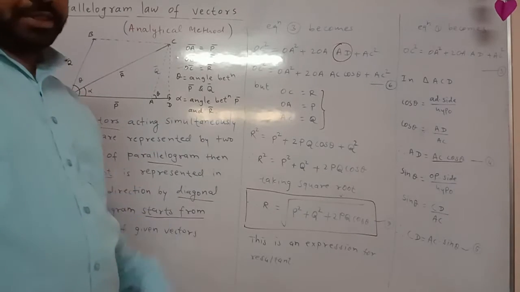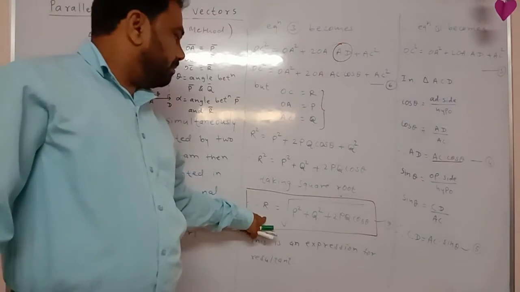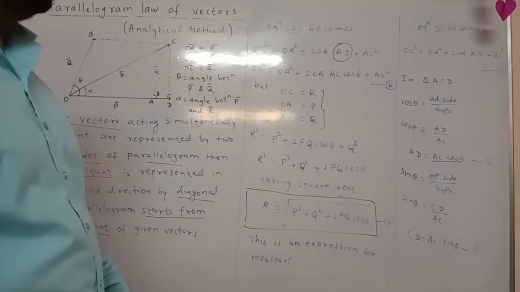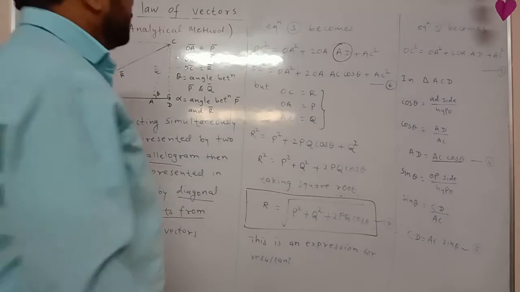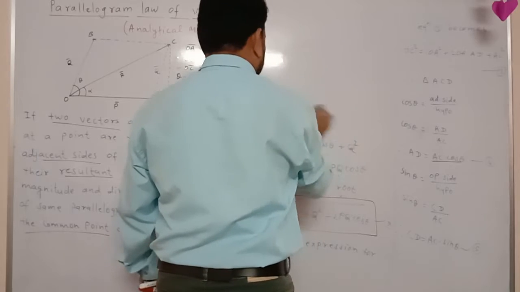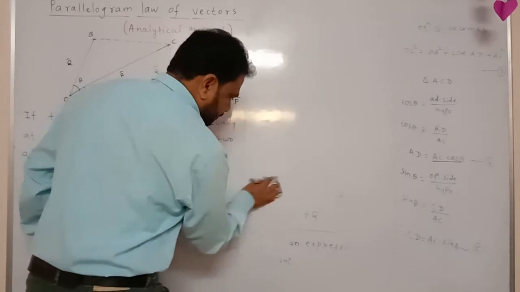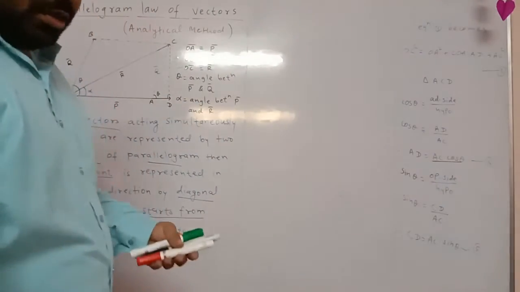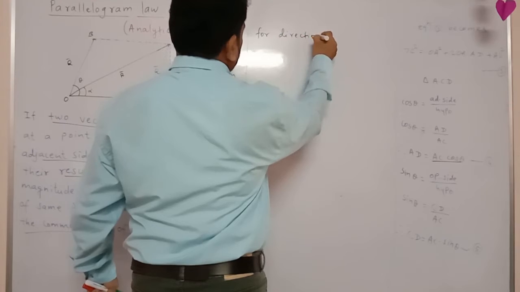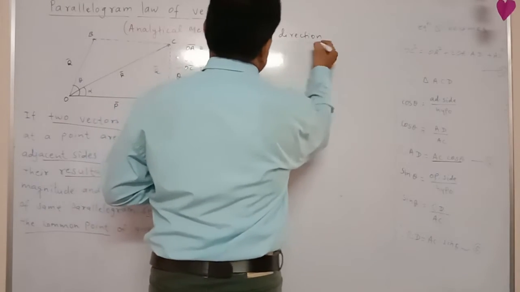Then how can we calculate the direction? Some questions may be asked on the direction. For the resultant you should remember vector R is equal to under root P square plus Q square plus 2PQ cos theta. And for direction, now we have to derive the expression for direction, means how we can find out the value of direction. To calculate direction, we must know the value of tan theta.